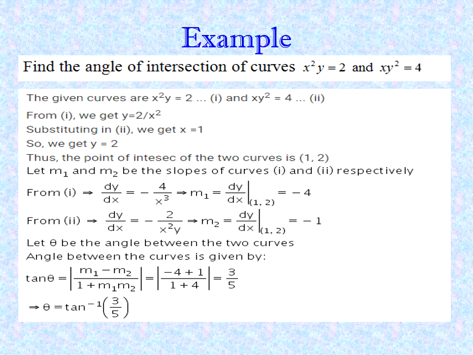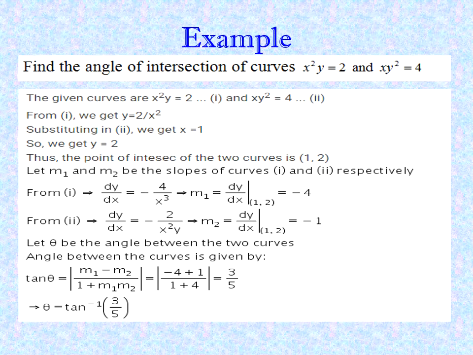Let m1 and m2 be the slopes of the curves 1 and 2 respectively. Now from 1, if I find the derivative, we will find dy/dx, which becomes minus 4 by x cube. Now put the coordinates of the point in the derivative. So from here you will find dy/dx at the point (1, 2) becomes minus 4. And similarly, if I find the derivative dy/dx from curve 2, we find minus 2y by x square... and if I denote this as m2 and substitute the coordinates of the point, we will find dy/dx becomes minus 1.